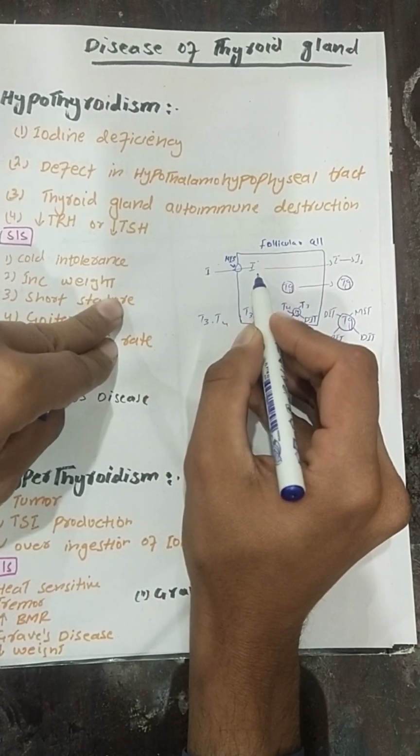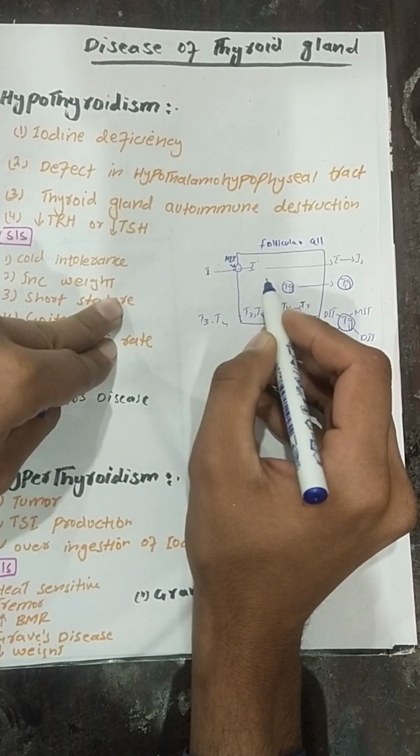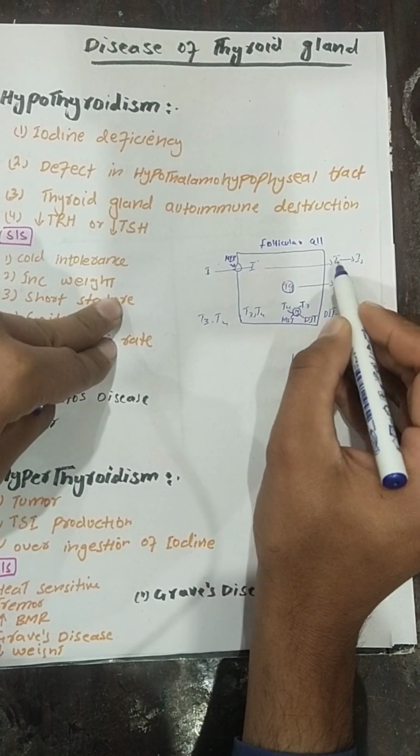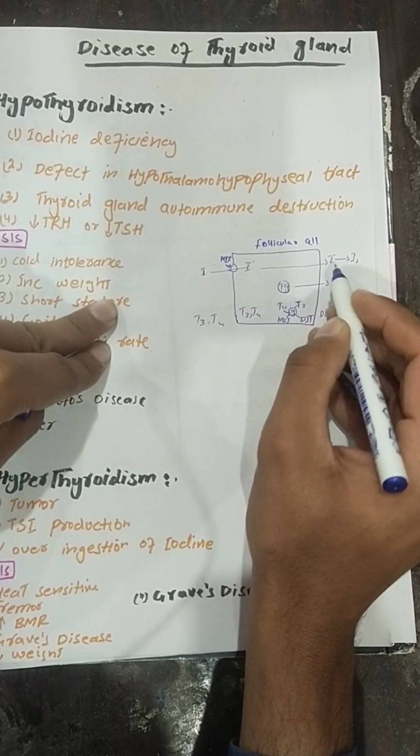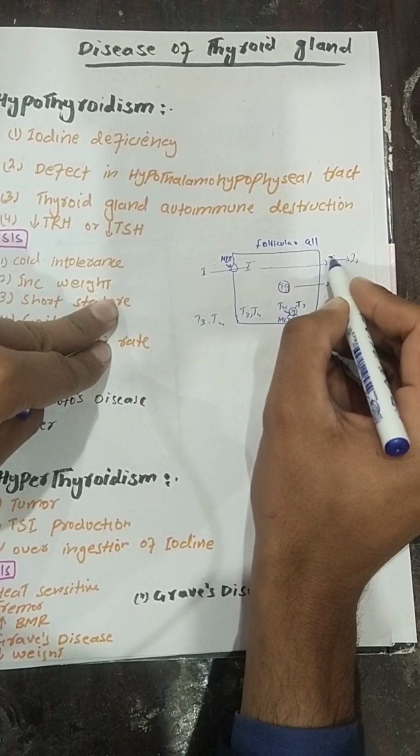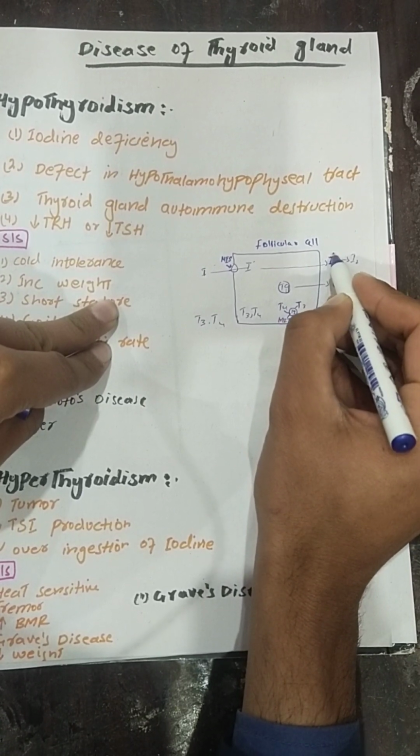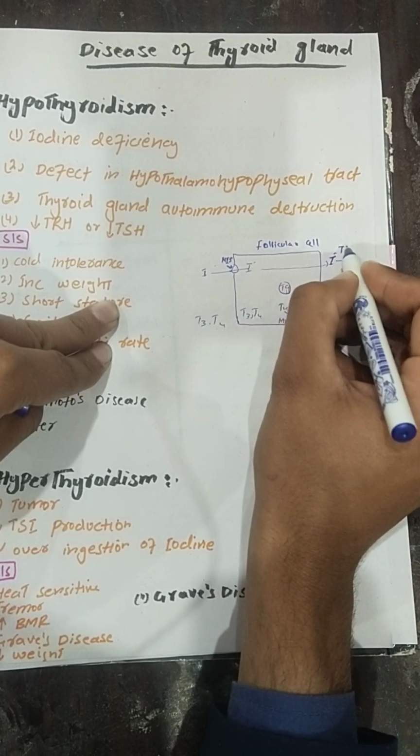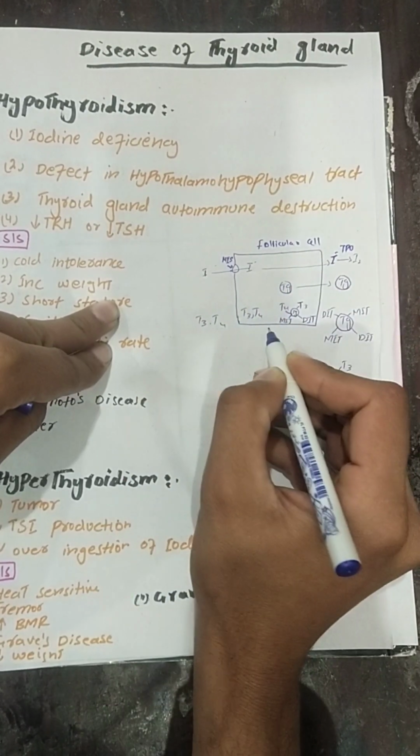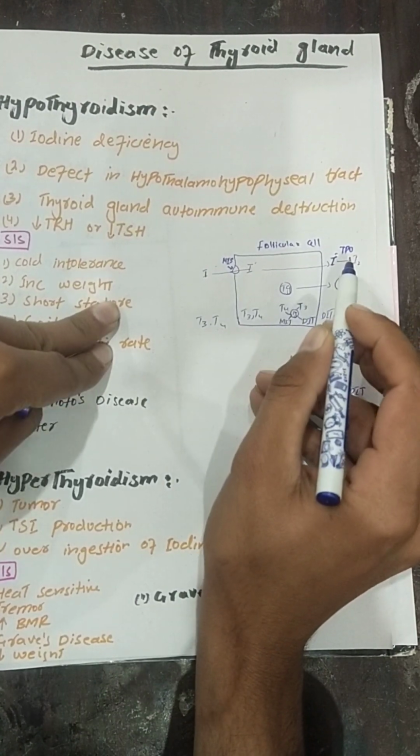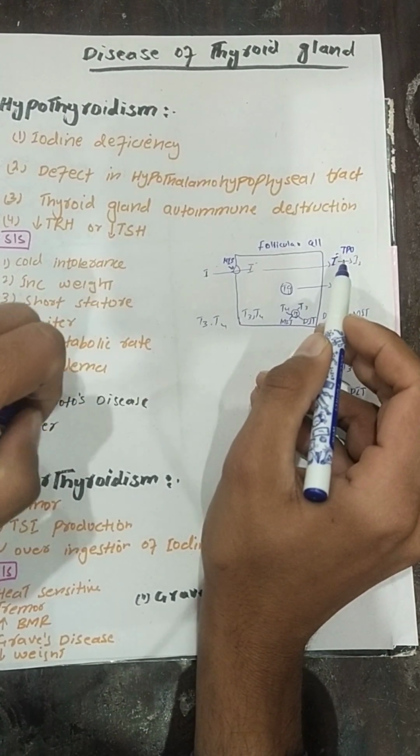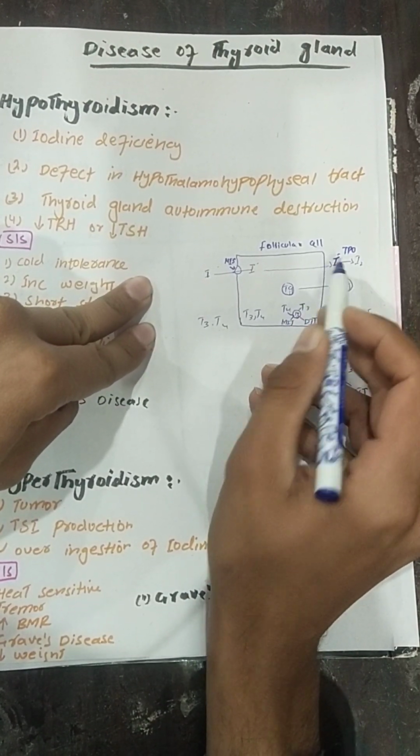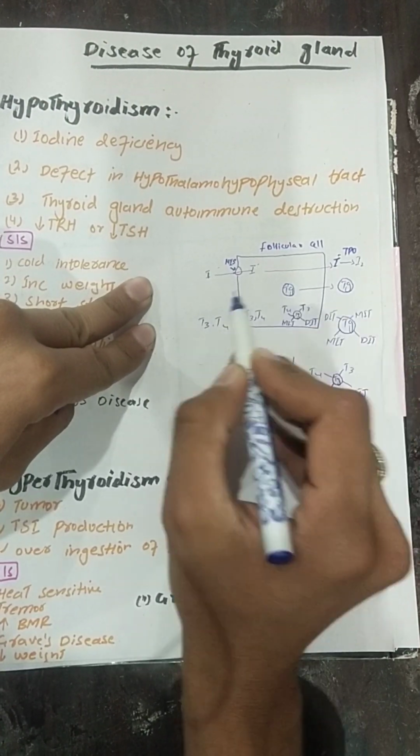Iodide enters into the follicular cell, and when iodide ions exit from the other side, this iodide ion is converted into iodine. So there is an oxidation process, and the enzyme is called thyroperoxidase. This is the enzyme which is activated by the TSH, thyroid stimulating hormone.